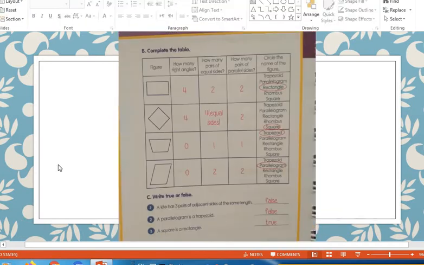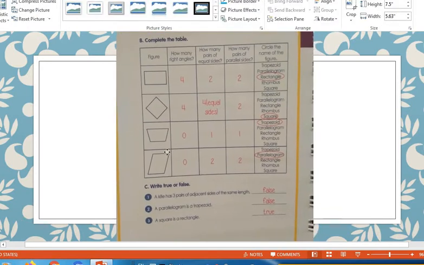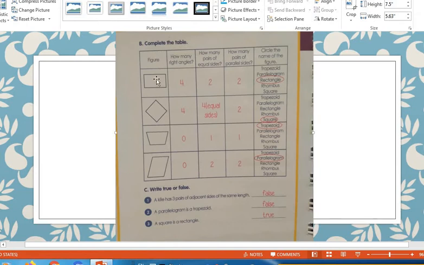Moving to this slide. Here I have complete the table. How many right angles here? 4, as you see, the inside right angles are 4. How many pairs of equal sides? 2. Each two opposite sides are equal in length. How many pairs of parallel sides? Just 2, this one pair and this the other pair.